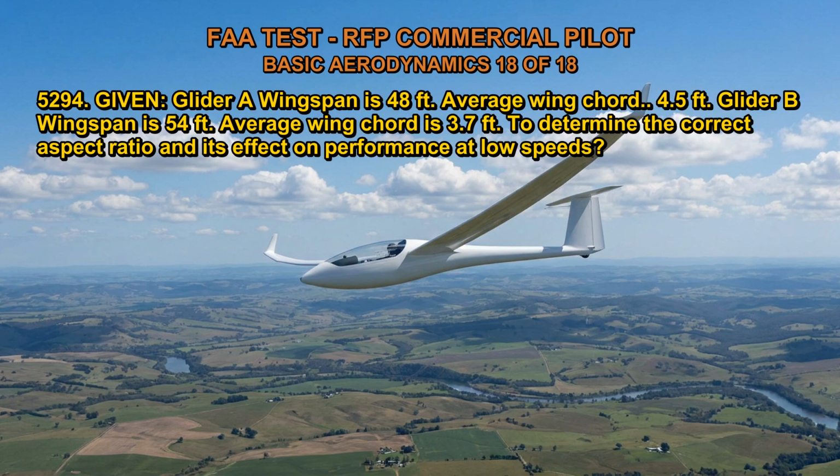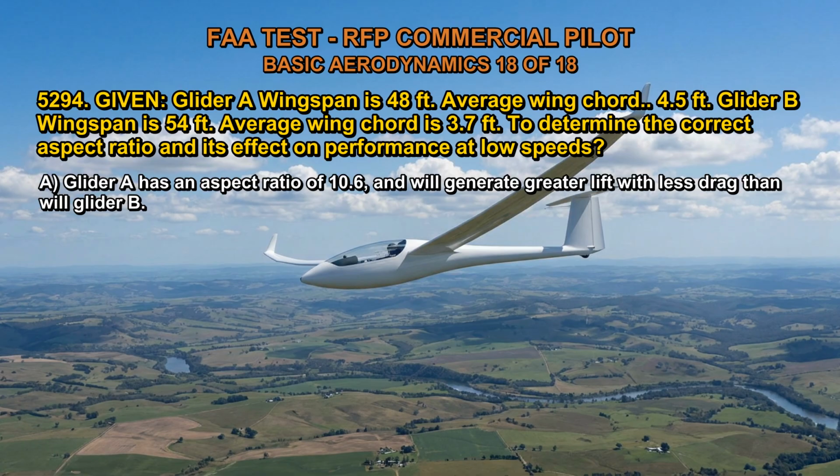5294. Given: glider A wingspan is 48 feet, average wing chord 4.5 feet. Glider B wingspan is 54 feet, average wing chord is 3.7 feet. Determine the correct aspect ratio and its effect on performance at low speeds.